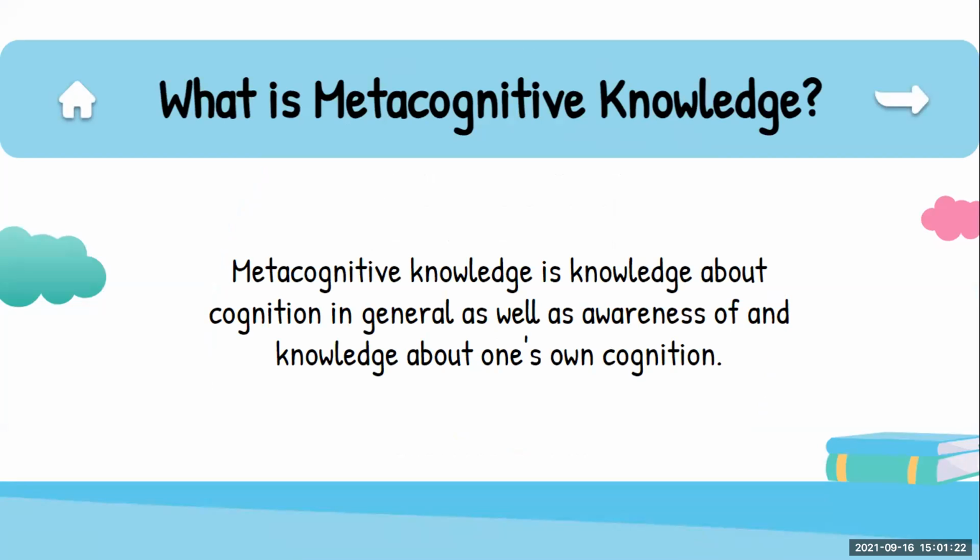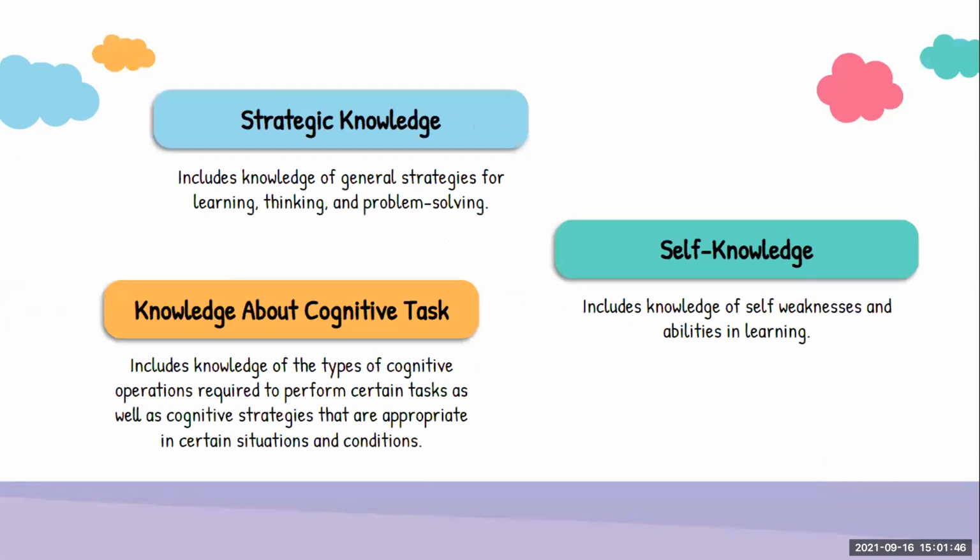Okay, metacognitive knowledge is knowledge about cognition in general, as well as awareness of and knowledge about one's own cognition. So, this knowledge emphasizes and controls the awareness and responsibility of students for what they know and what they are taught. Okay, for the next slide, maybe Fauzia will explain.